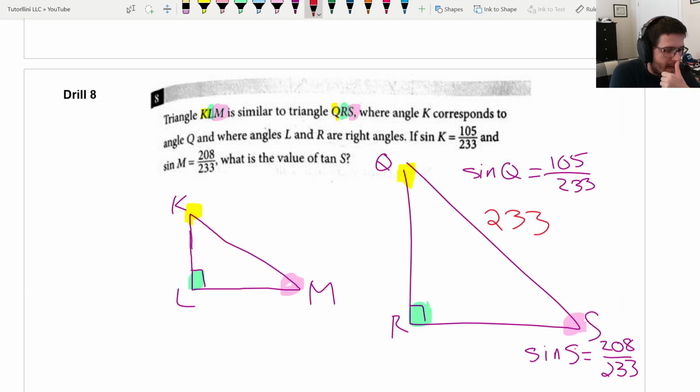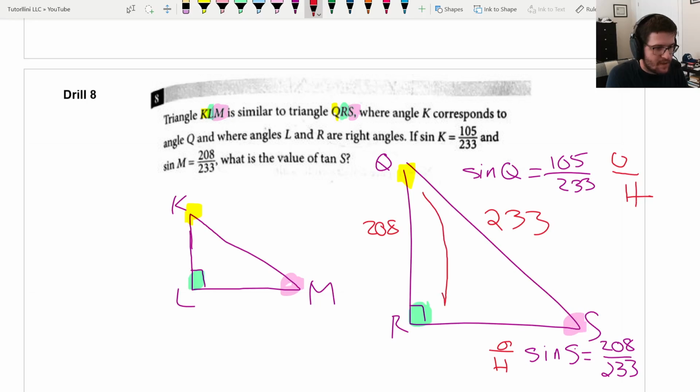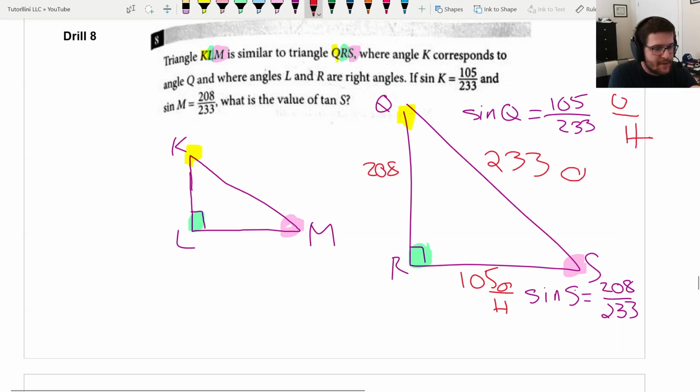And then sine is opposite over hypotenuse. So the opposite across from S is 208. And sine is opposite over hypotenuse, so the opposite across from Q is 105, or at least in that ratio. You could do a quick check of the Pythagorean theorem to make sure everything checks out. I just did it on my calculator and it satisfied it. Okay, so we have those labeled. Technically, we should put x's after all of them, but I'm not going to bother with that.